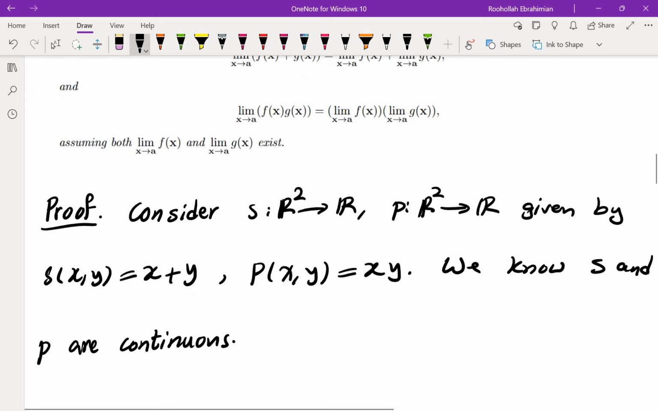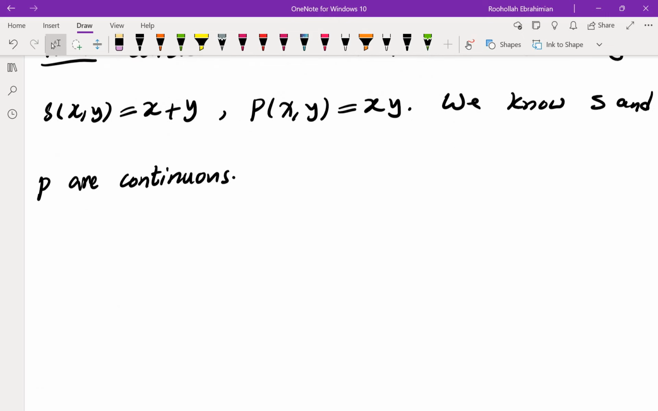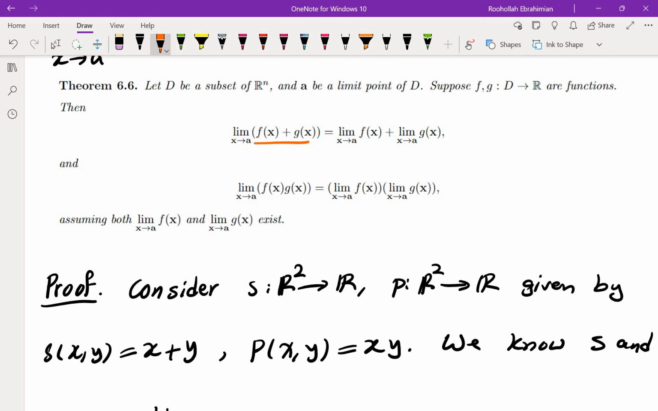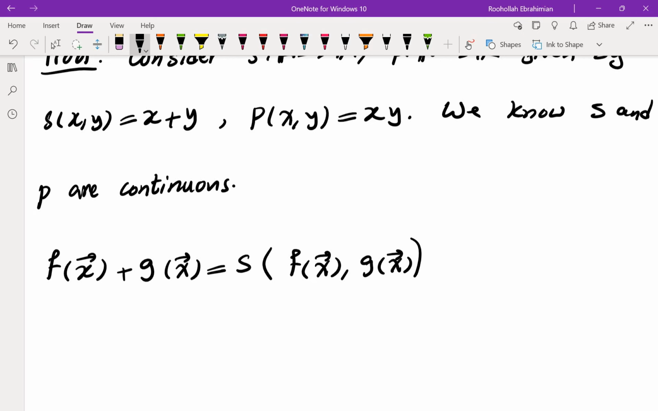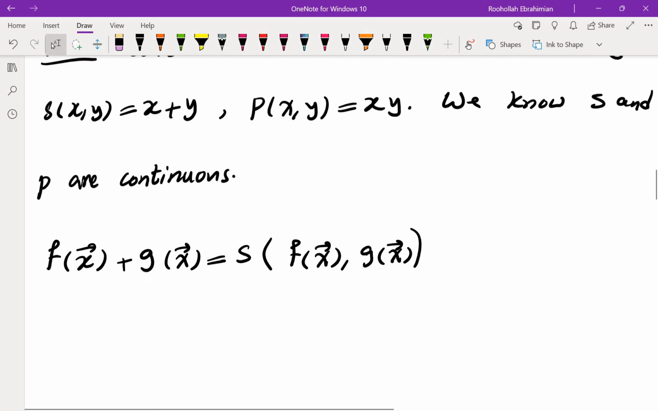So if we know these are continuous, then let's take the limit of this sum. This sum, f of x plus g of x, can be written as s of f of x comma g of x, because that's basically just the sum. Now, what do I know? I know that s is a continuous function, so I can apply the previous theorem. But first, I'll have to find out what the limit of this is.